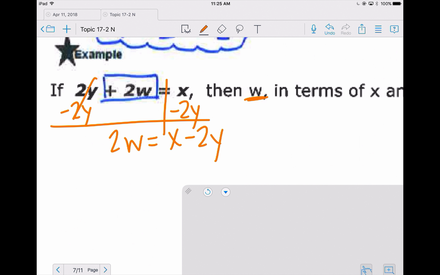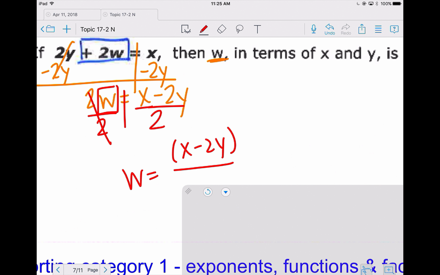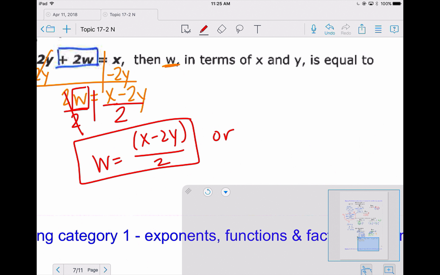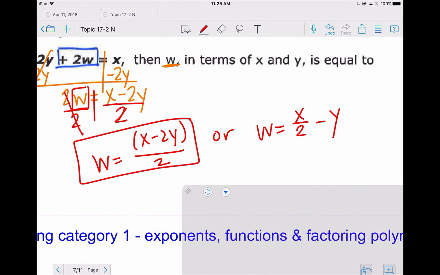There's two ways you can write your answer. The first is to leave it like you see it, or to divide each piece by 2. X divided by 2 is just x divided by 2. -2y divided by 2, my 2's would cancel, and so I'd be left with -y. It is up to you how you want to write this, because you could see both of these on an EOC, so make sure you recognize how they got to both sets of answers.